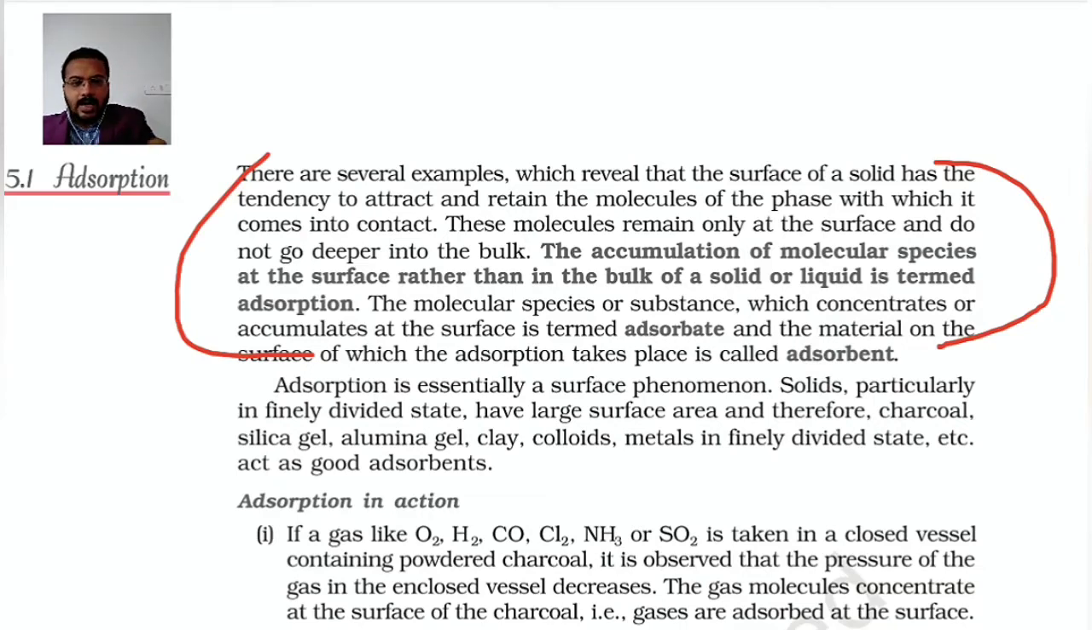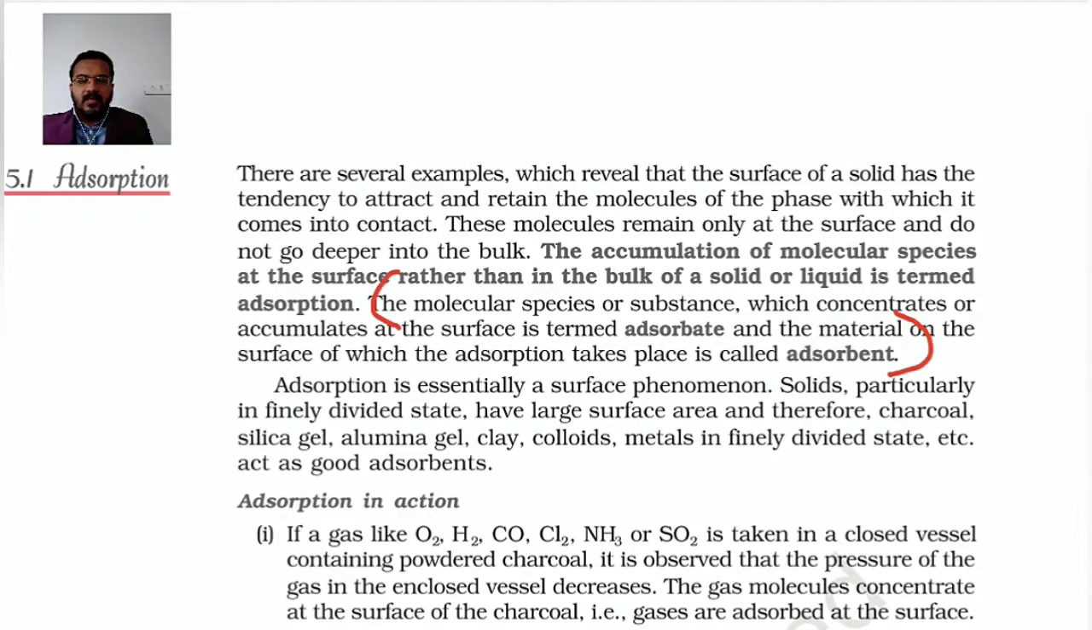So there are two key terms that are involved in this particular process. One is adsorbate and the other is adsorbent. So this definition for adsorbate and adsorbent is very important. The molecular species of substance which gets concentrated or accumulates at the surface is called adsorbate. The molecular species of substance that get concentrated or accumulate at the surface is termed as adsorbate, and the material on which adsorption takes place is called adsorbent. So this is the definition for adsorbate and adsorbent.